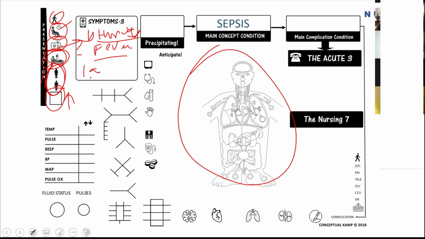Oh, that's not a symptom. Hypotension, fever. Anybody have any brain farts? All right, I'll go back to it.